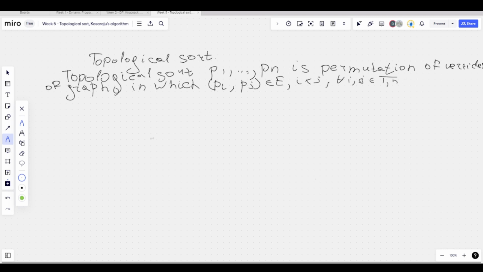So, example. We have some graph, for example like this. And the topological sort of this graph will be 3, 5, 2, 1, 4. Not an interesting example.